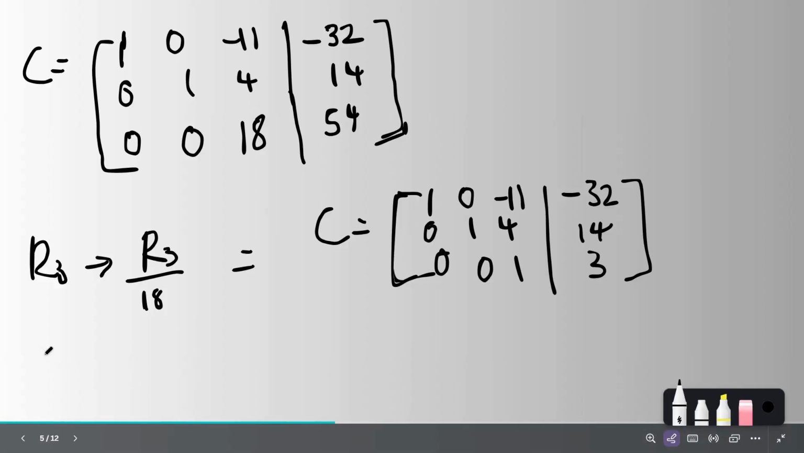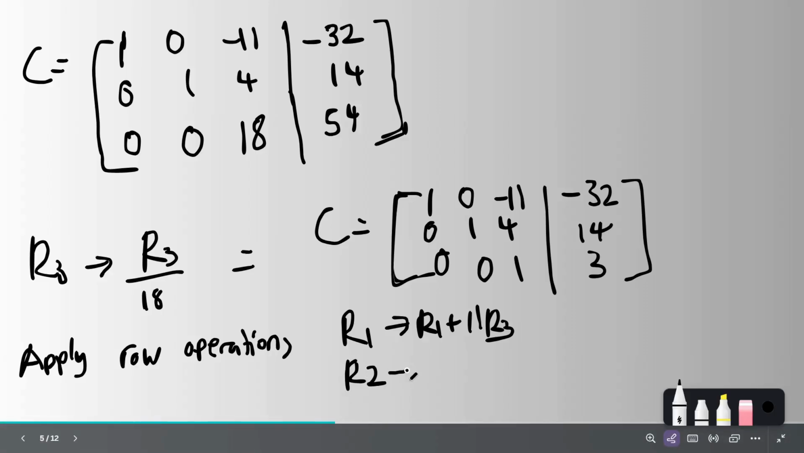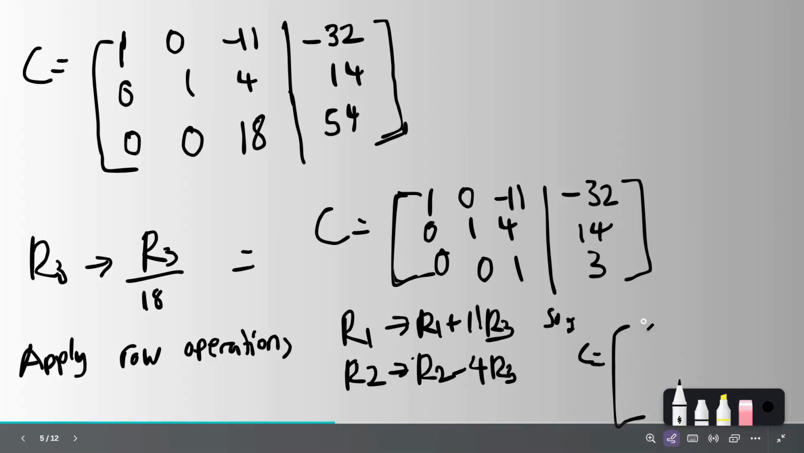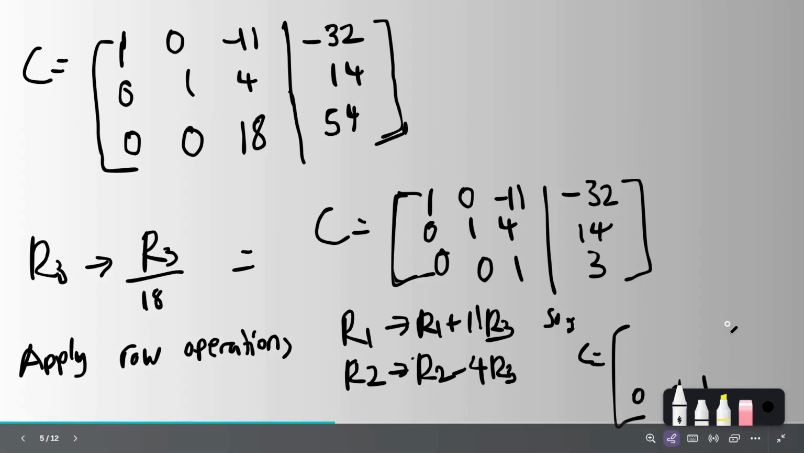So we need to apply the row operation now. We need to apply the row operation again. So if R1, then R1 plus 11 R3. If R2, then R2 minus 4 R3. Okay. So what is C? C is 0, 0, 0, 0, 1.